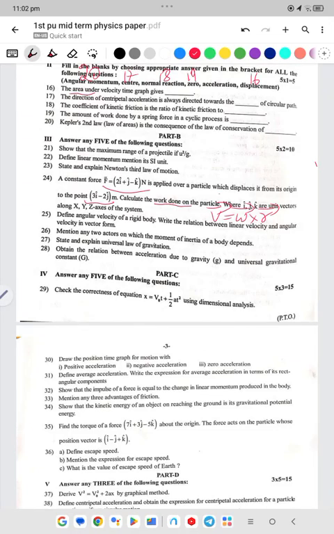Write any two factors on which moment of inertia depends. You have to write any two factors like mass of the body, size of the body, or shape of the body, like that. Next one is, state and explain universal law of gravitation. You have to explain the universal law of gravitation, that is F is equal to G into m1 m2 by r square.